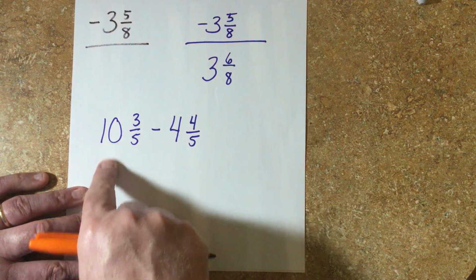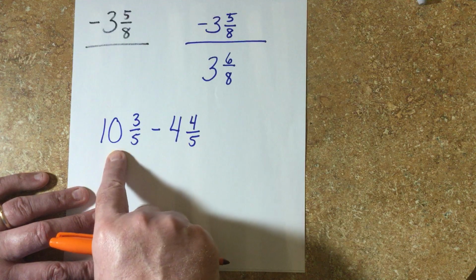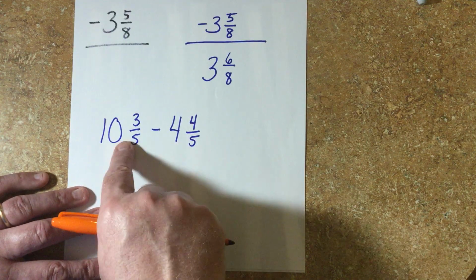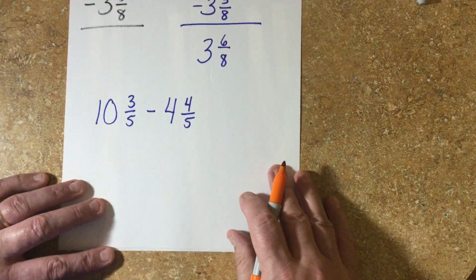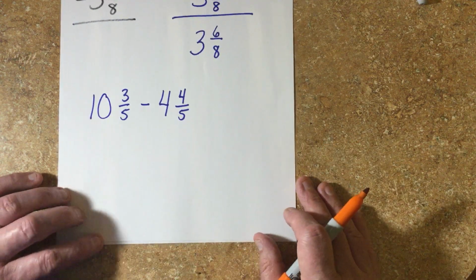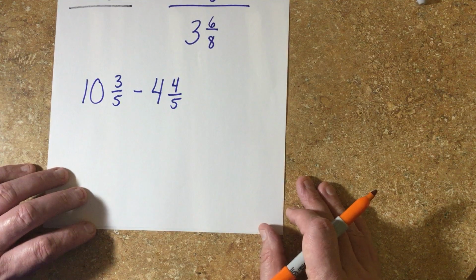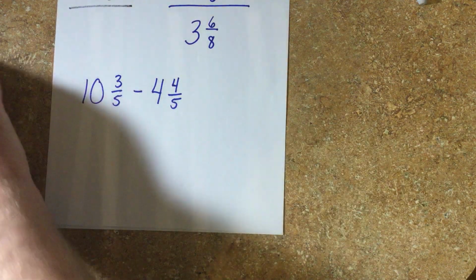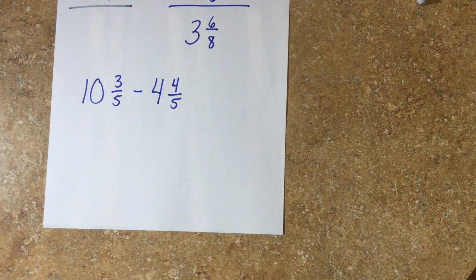And again, I can take 4 away from 10, but I can't take 4/5 away from 3/5. So I have a choice to do. I can either use the arrow method or I can use the algorithm. I'm going to go ahead and do both, and hopefully you're going to pick the method that you feel more comfortable with.